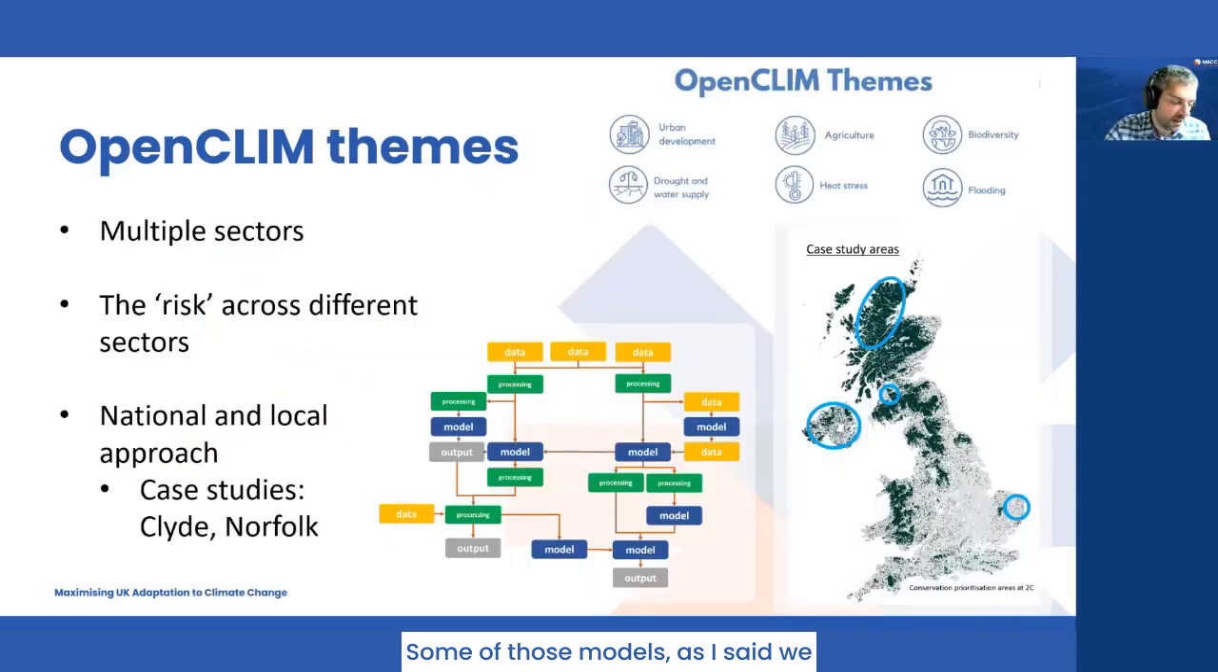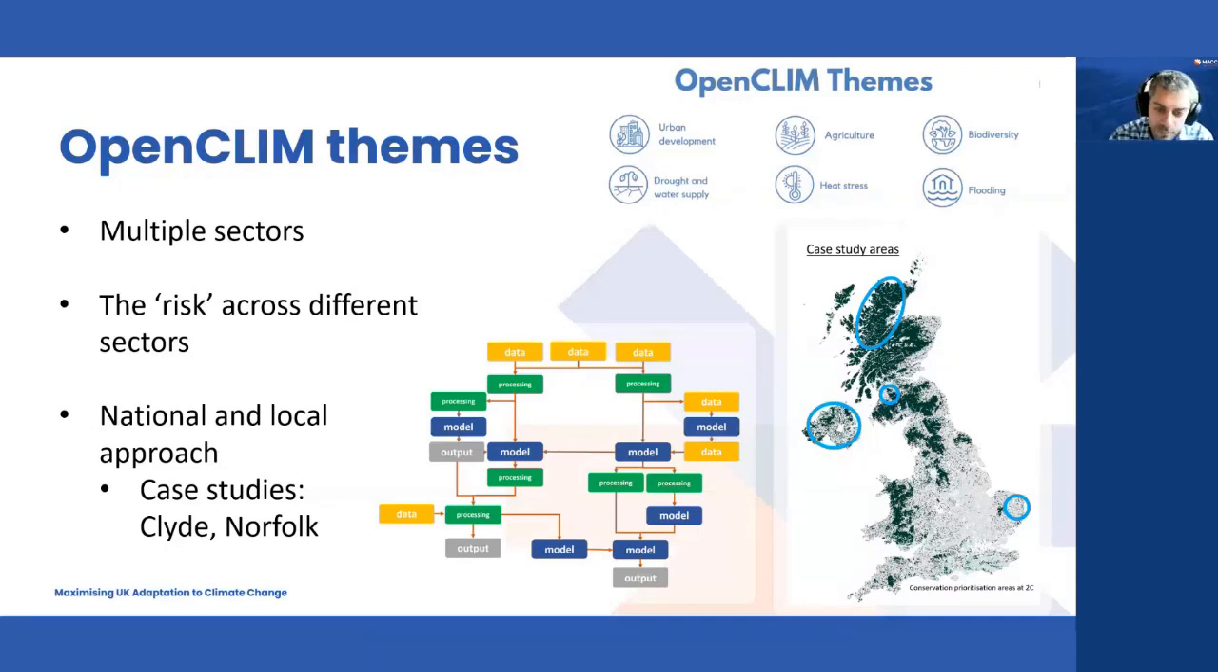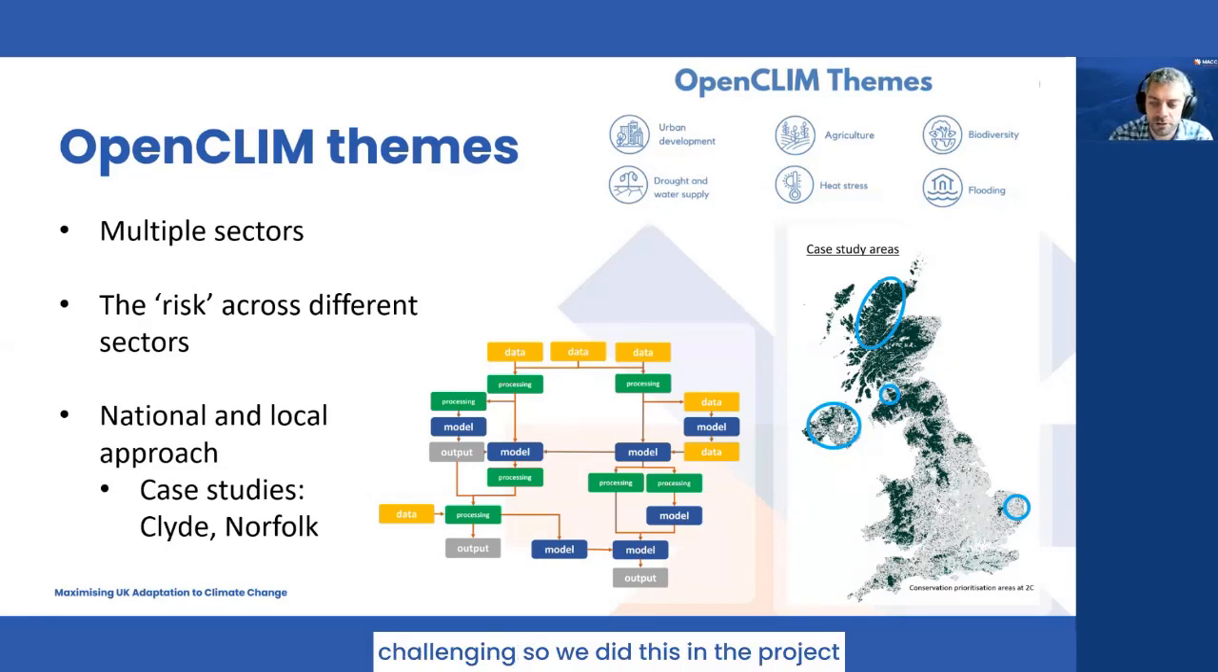We also, as I said, looked at those 6 themes, and the idea is this multi-sector approach, so we can look at different sectors where all the input parameters are the same and attempt to look at some of the interactions between these sectors. So how might changes in agriculture affect drought, for example? Obviously, it's really complicated and challenging.